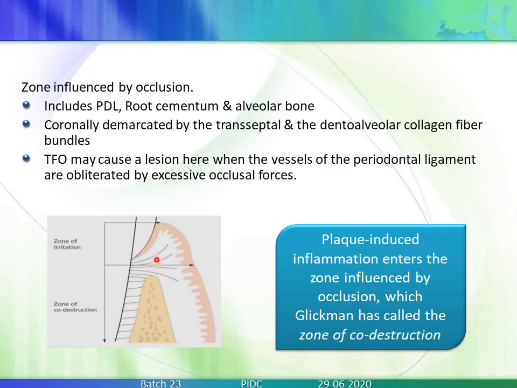Coronally, it is demarcated by the transseptal fibers and the dentoalveolar collagen fibers, and trauma from occlusion may cause a lesion where the vessels of the periodontal ligament are obliterated by the excessive occlusal forces. As per Glickman, when the plaque-induced inflammation enters the zone influenced by the occlusion, it is termed the zone of co-destruction. When the plaque-induced area turns into a pocket and enters this area, into the area of the periodontal ligament or alveolar bone, it is termed the zone of co-destruction.